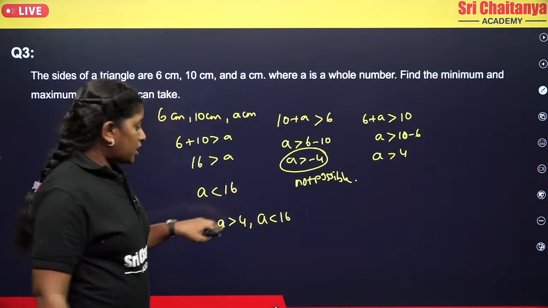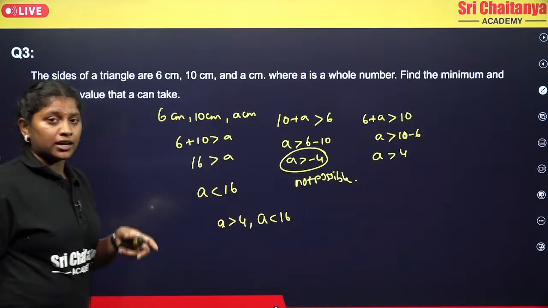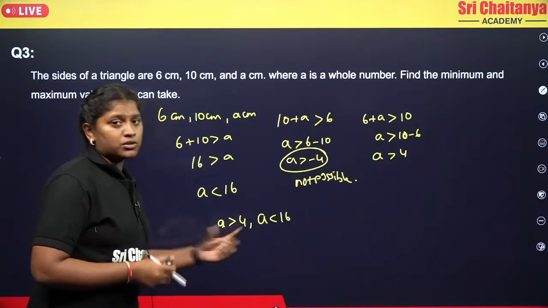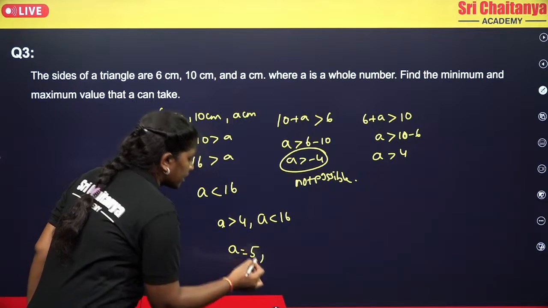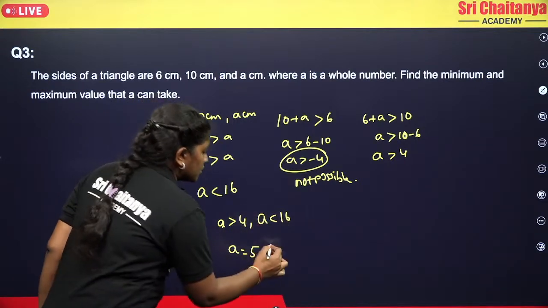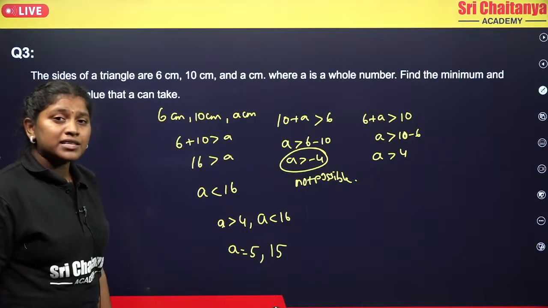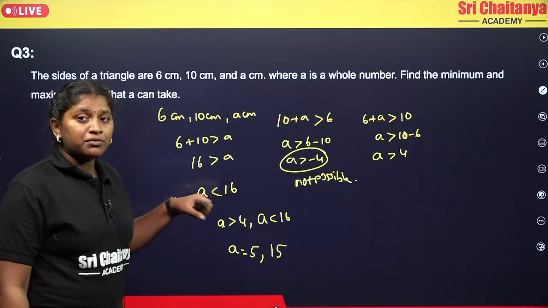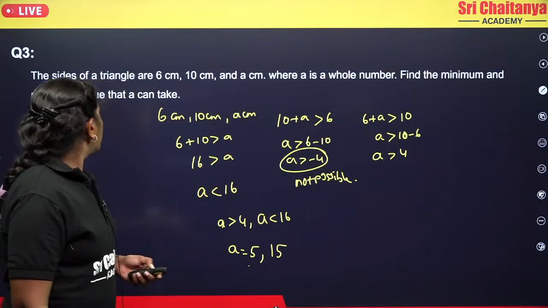Fine. So now they are asking us to find the minimum and maximum value that we can take. So here a is greater than 4, so there is a possibility that we can take our a value as 5. And a is less than 16, so we can take the value of 15. Now what is the maximum and minimum values that can be possible for our a? That becomes our 5 and 15. Now moving to the next.